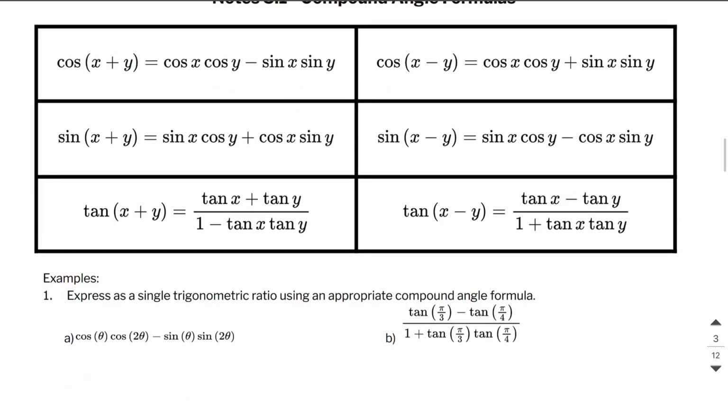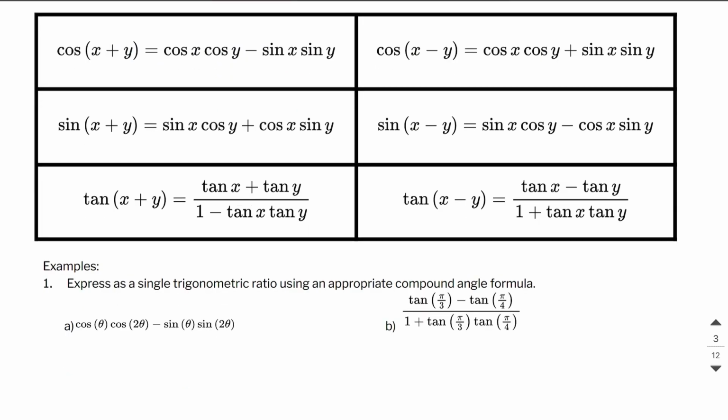All right, so let's take a look at our first example here. It tells us to express as a single trig ratio using an appropriate compound angle formula. If you notice in question A, we've got cosine of some angle times the cosine of 2 theta, and then we've got minus sine of theta times the sine of 2 theta. And if you notice, this theta matches with this theta, this 2 theta matches with this 2 theta, just like over here, this x matches with this x, and this y matches with this y.